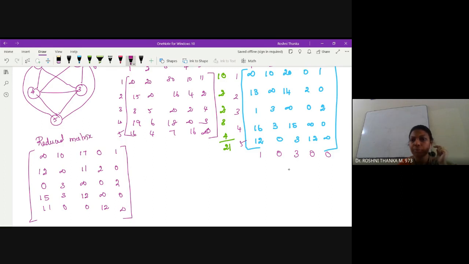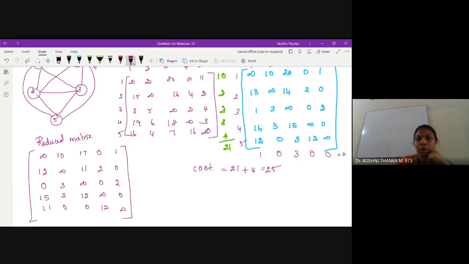Now, when we reduced row wise, the cost we got is 21, right? And when we reduced column wise, the cost we reduced is 1 plus 2 plus 1, which is equal to 4. So the total cost which we reduced is 21 plus 4, which is equal to 25.